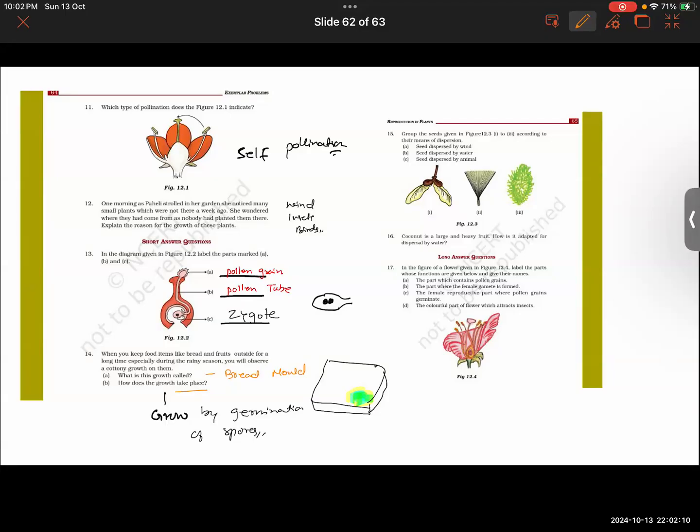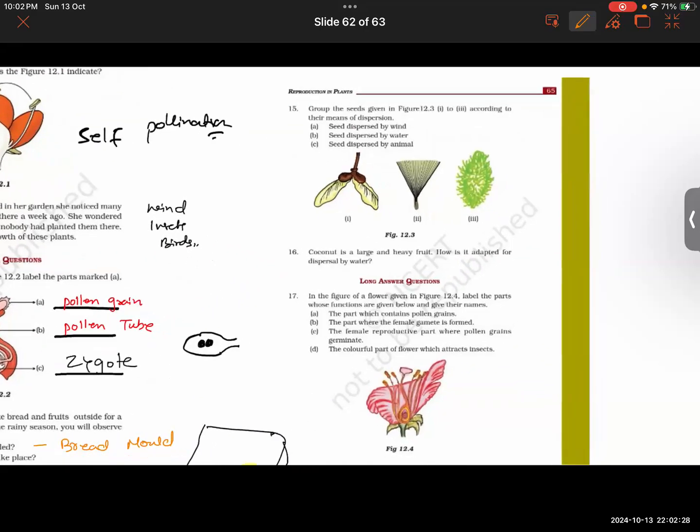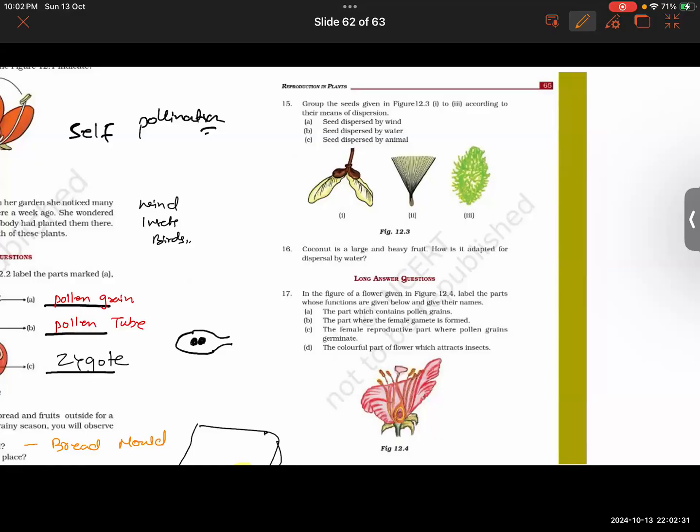Group the seeds given in figure 12.3, 1, 2, 3, according to their means of dispersion. Seed dispersed by wind. Seed dispersed by water. Seed dispersed by animal.